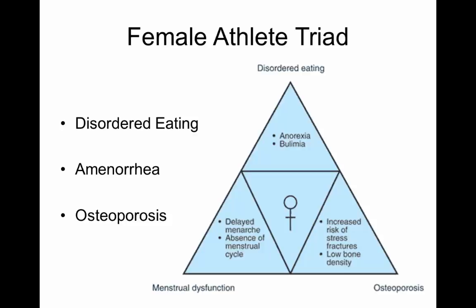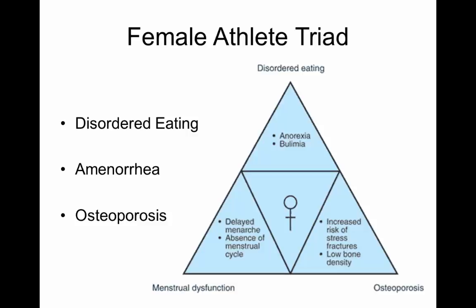Often this can involve a conscious restriction of food intake, problems with body image, and a high drive for thinness. Sometimes these conditions can lead to disordered eating or a more serious eating problem, an eating disorder like anorexia and bulimia. Menstrual disturbances or amenorrhea.